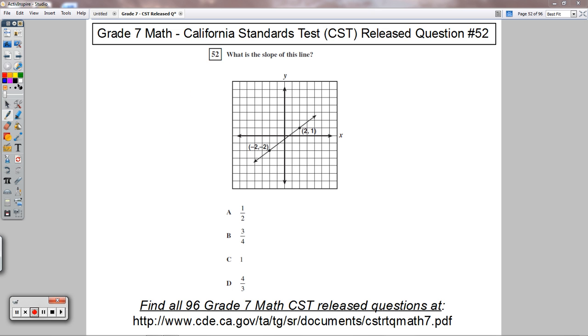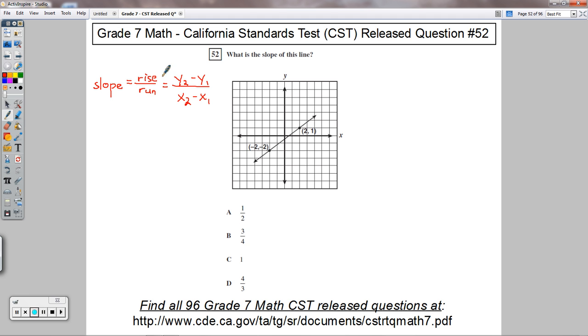Question 52 says, what is the slope of this line? Some different ways to think about slope. Slope can be considered as rise over run, or you can think of it as the change in y values over the change in x values. These are the two most convenient ways to think about slope.